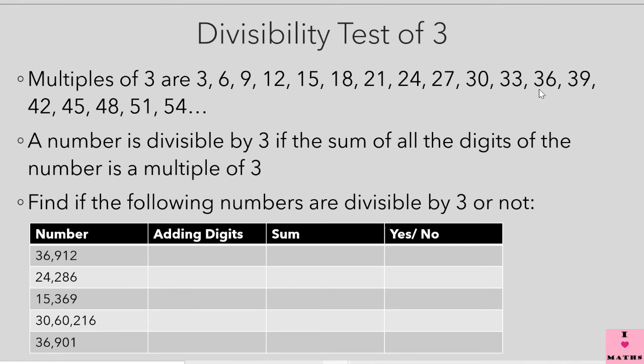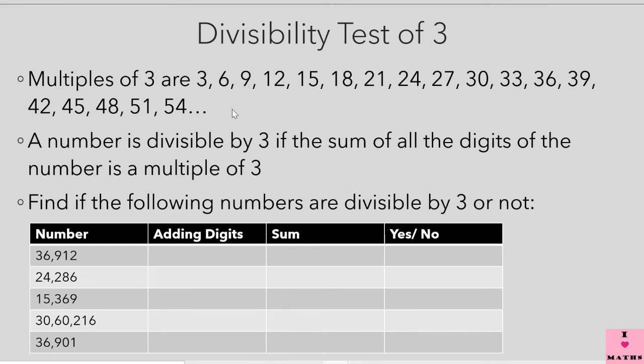Okay, let us add these two digits of 36. You can see 36 is a multiple of 3. And what is 3 plus 6? 9. And 9 comes in the table of 3. Okay, let us see. What is 4 plus 8? 4 plus 8 is 12. And 12 comes in the table of 3. What is 5 plus 4? 5 plus 4 is 9. 9 comes in the table of 3.